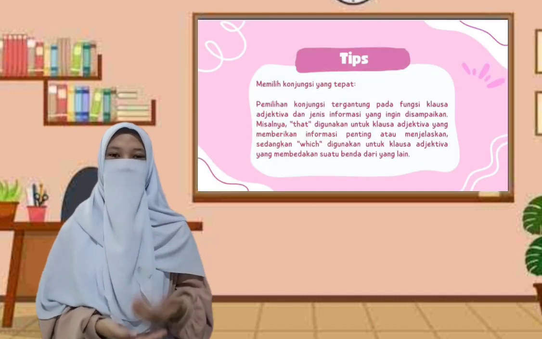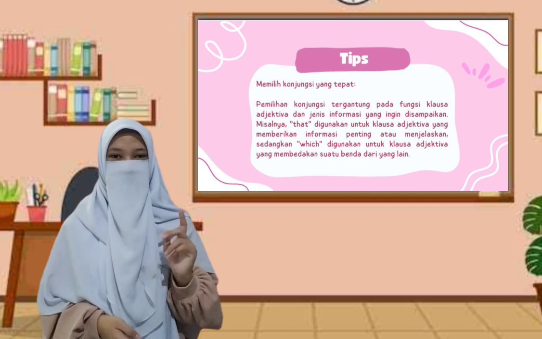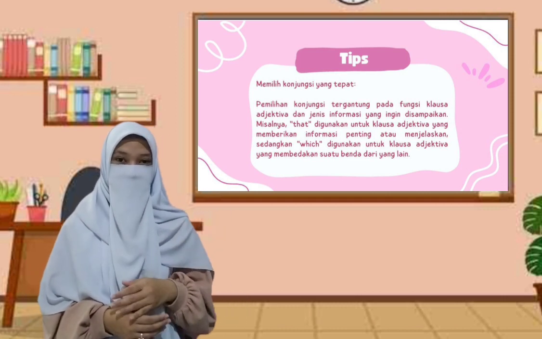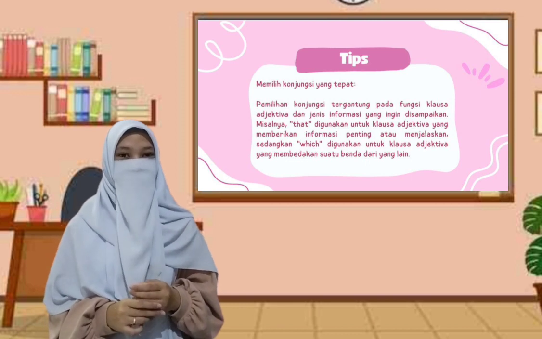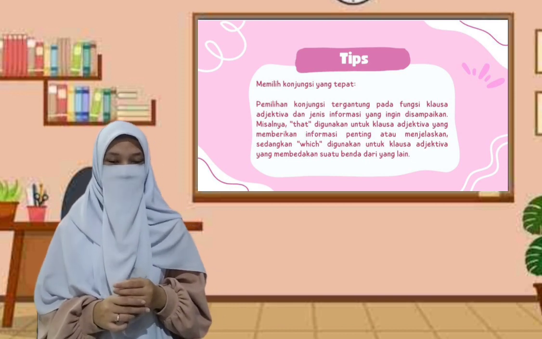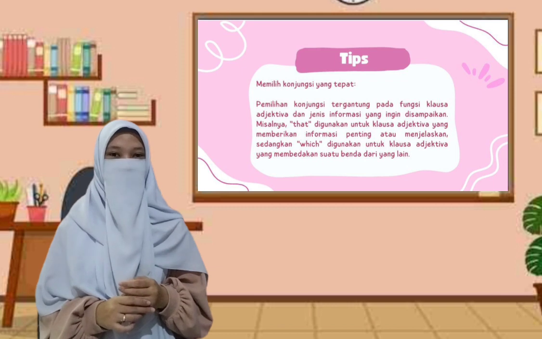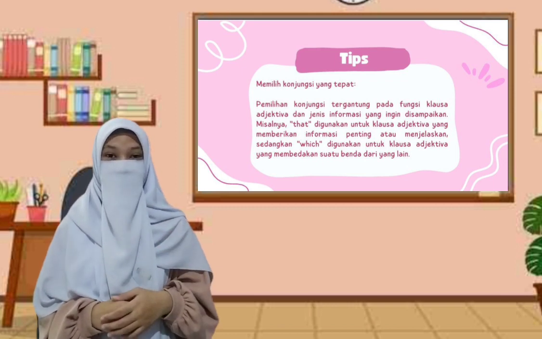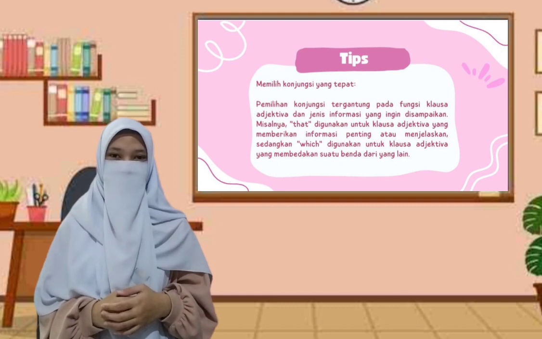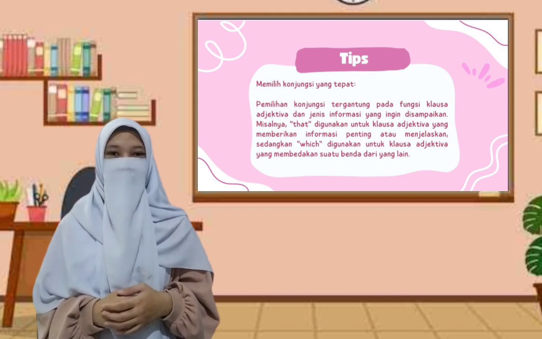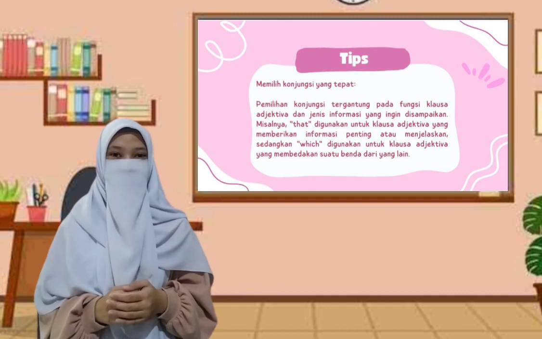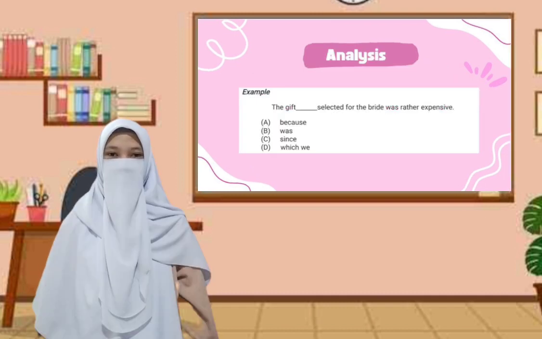Okay, next. Tips in this skill. Choosing the right conjunction. The choice of conjunction depends on the function of the adjective clause and the type of information to be conveyed. For example, that is used for an adjective clause that provides important or explanatory information, while which is used for an adjective clause that distinguishes one thing from another.